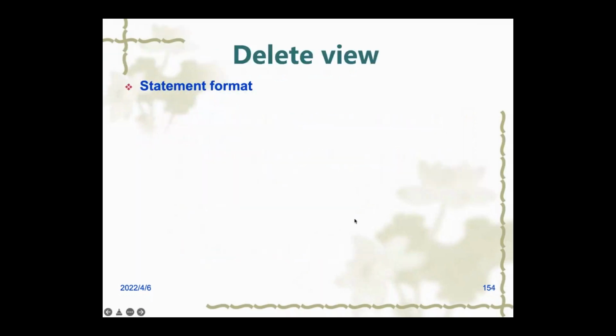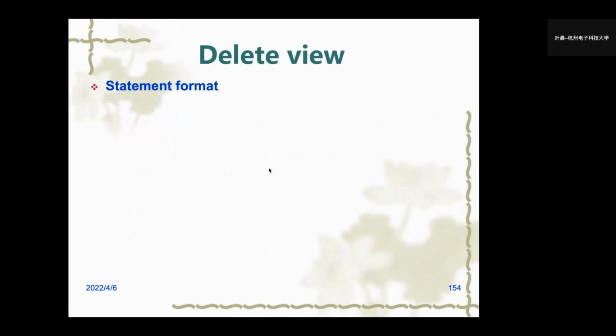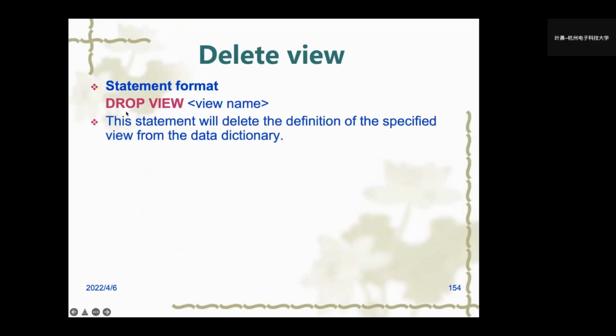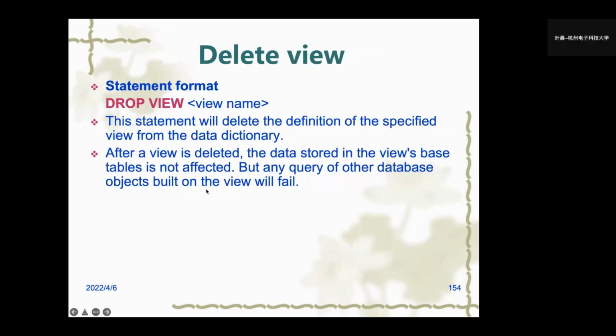And then let's see how to delete a view. The statement format is drop view, and here we write the view name. This statement will delete the definition of the specified view from the view dictionary. After a view is deleted, the data stored in the base tables is not affected. But any query of other database objects built on this view will fail because you have deleted this view.